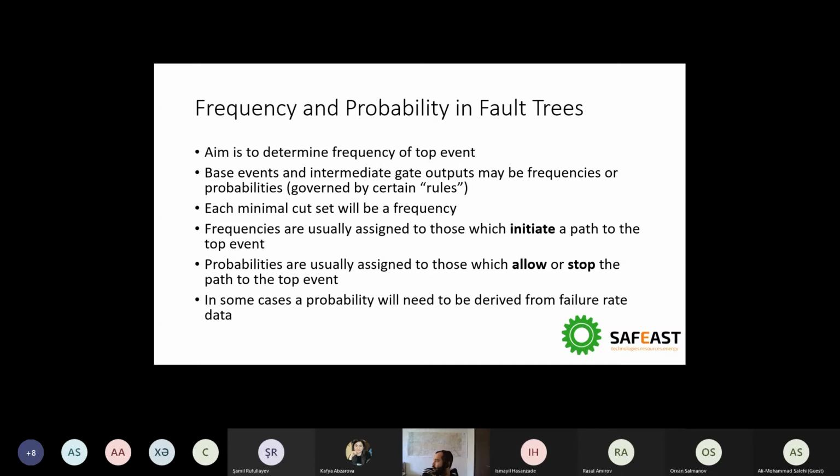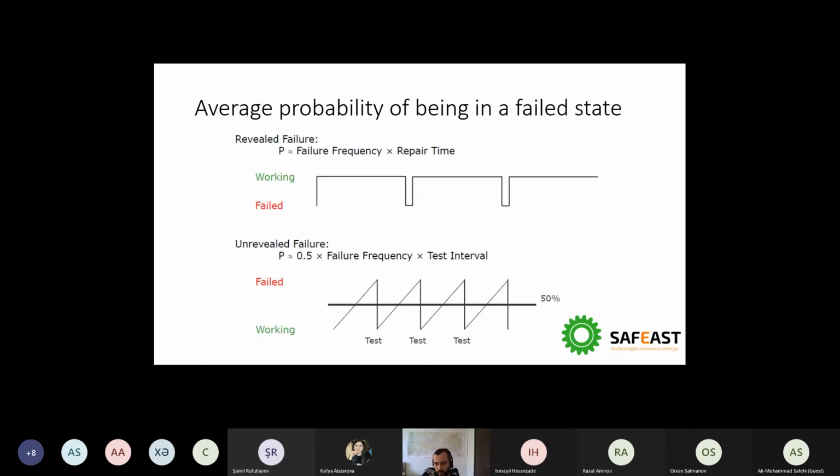And sometimes you will need to determine your probability, which will be derived from the failure rate data. And I will show you some examples. So this is an example of when you need to derive a probability from frequency. Let's say that you have got one instrument, let's say a level transmitter or pressure transmitter. It is working, and if it has failed, there are two different cases.